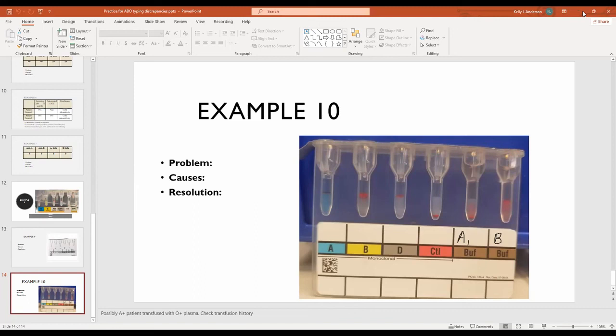We can draw it out. So it makes sense. This is how these are recorded. You did an immediate spin. Your bottom row is your auto control. Then you chose LIS or PEG and read at AHG, and you record your reactions. You should all have negative reactions for AHG, so you're just going to have 0, check, 0, check.